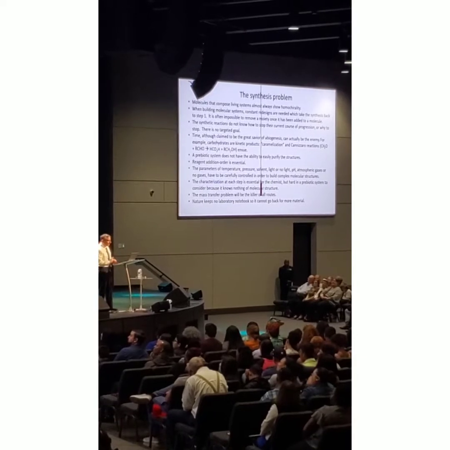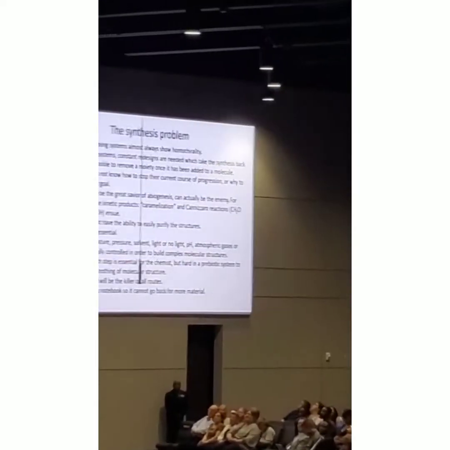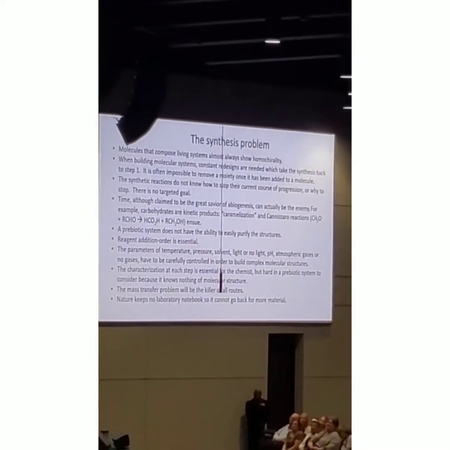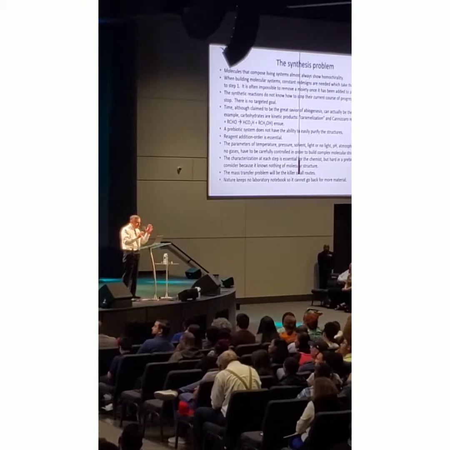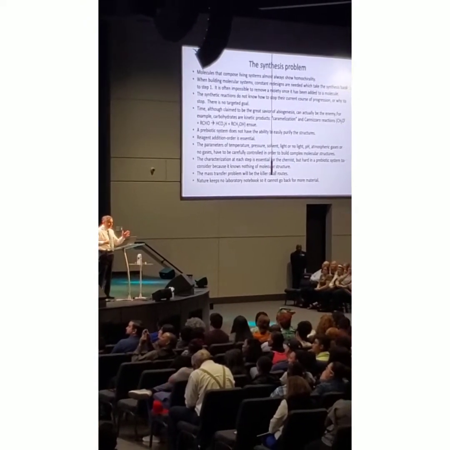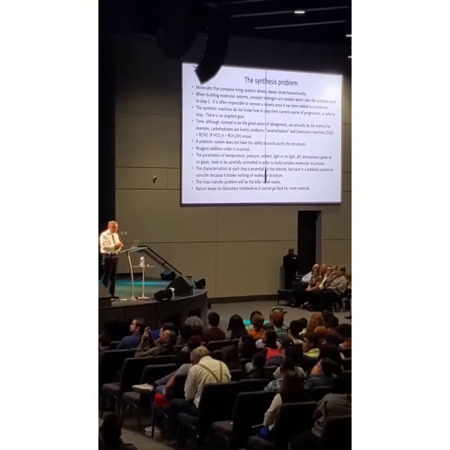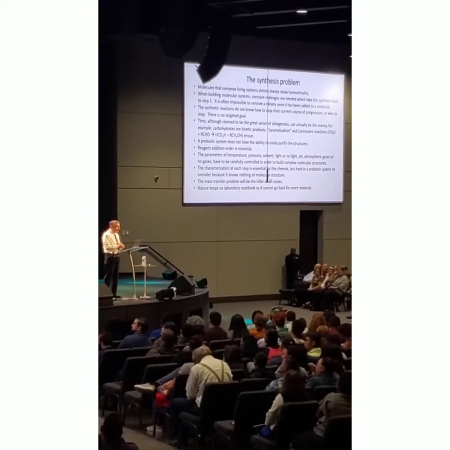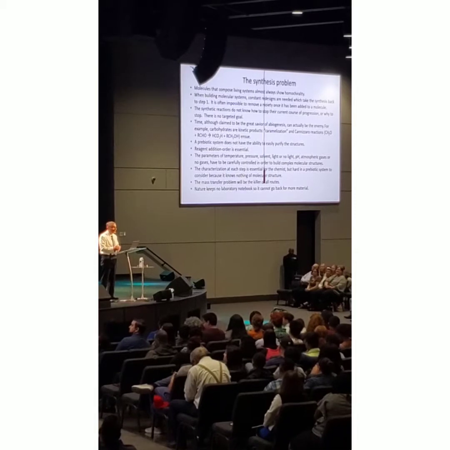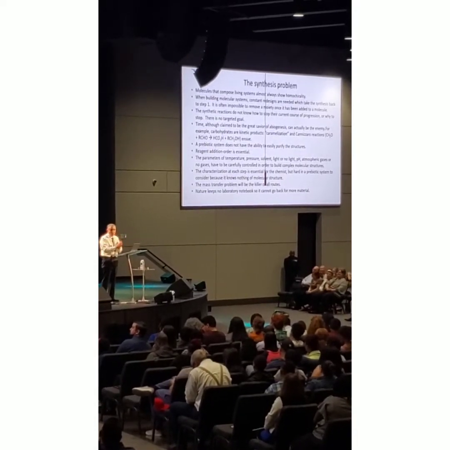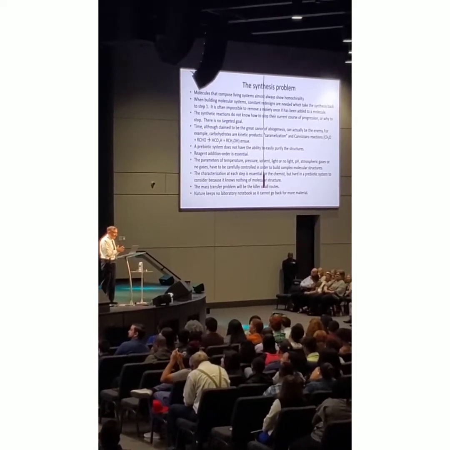Here's the synthesis problem. Molecules that compose the living systems always show homochirality, meaning you have a left-handed molecule and a right-handed molecule, non-superimposable mirror images. You only get one particular mirror image and not the other. It's very hard to make just one and not the other. Very hard. And every experiment in abiogenesis has made racemic mixtures. Those don't work. So even what you tried to make doesn't work.